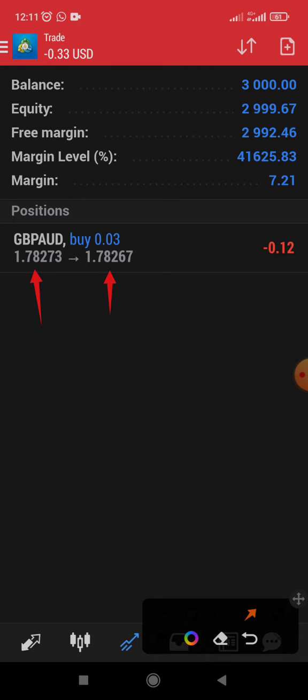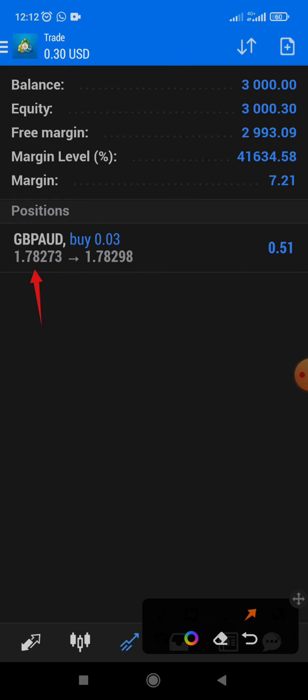Now the pair you are trading is GBP AUD, and I'm sure you can see that. And it is a buy. You have entered a buy with a lot size of 0.03, which is what you are seeing over here. That is fair enough. But what I want to talk about is these two prices. The first one here with the arrow pointing is 1.78273. And you know what price it is? That is your entry price. So if you want to ask yourself at what point did I buy this trade, you have to look at that price there. You entered the trade at this price, 1.78273. That is your entry price.